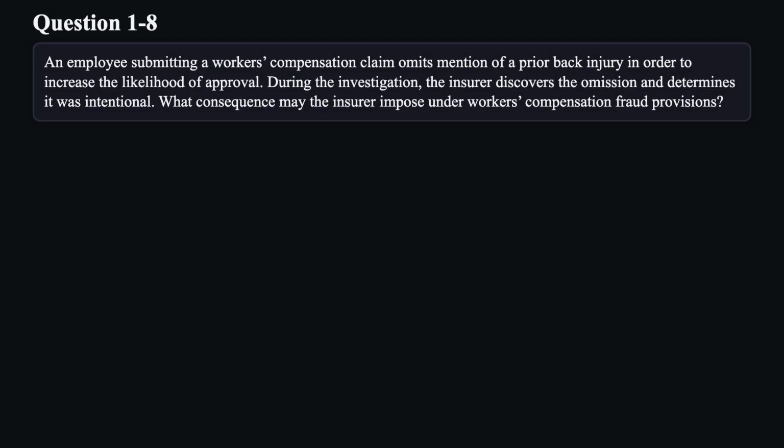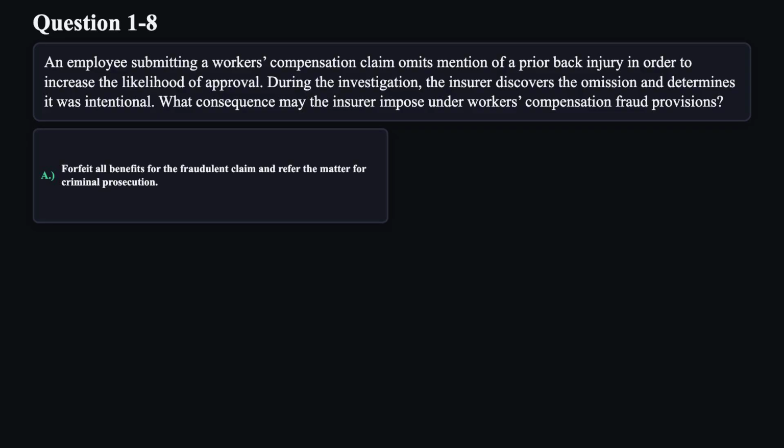Question 8. An employee submitting a workers' compensation claim omits mention of a prior back injury in order to increase the likelihood of approval. During the investigation, the insurer discovers the omission and determines it was intentional. What consequence may the insurer impose under workers' compensation fraud provisions?